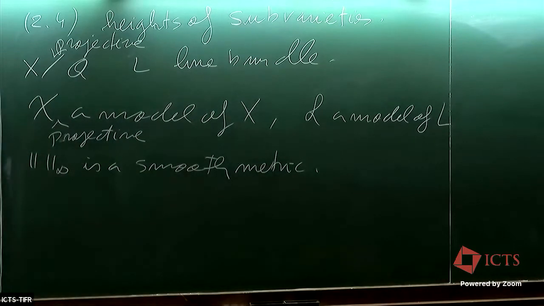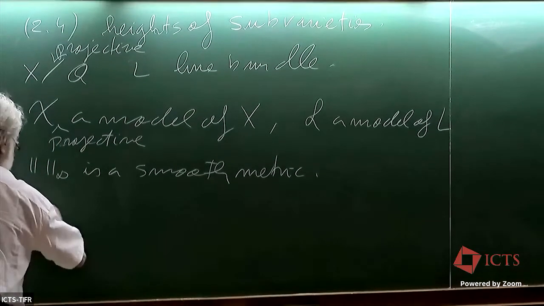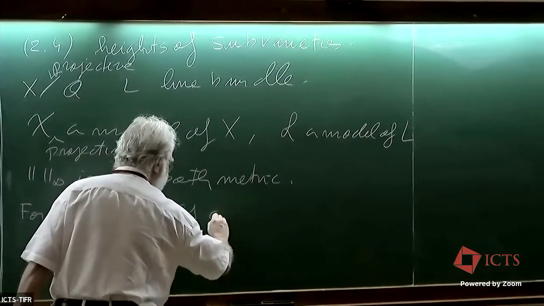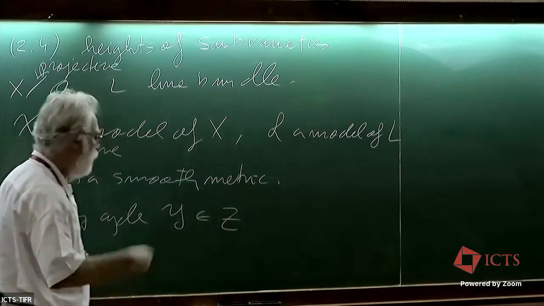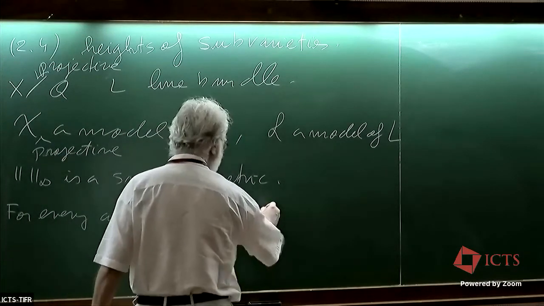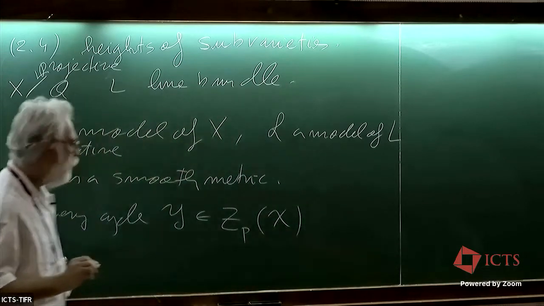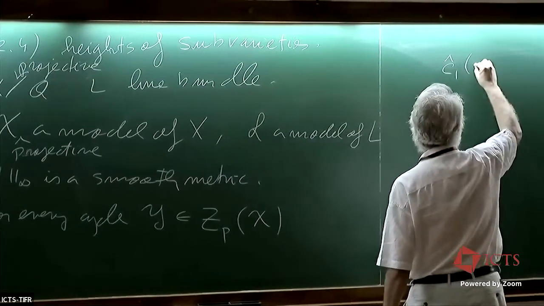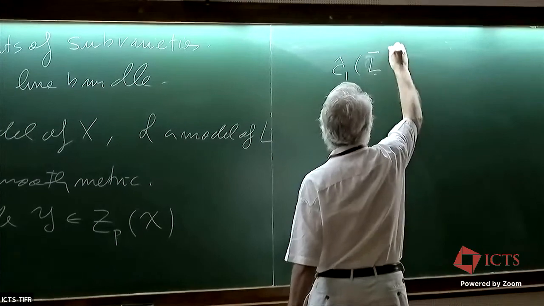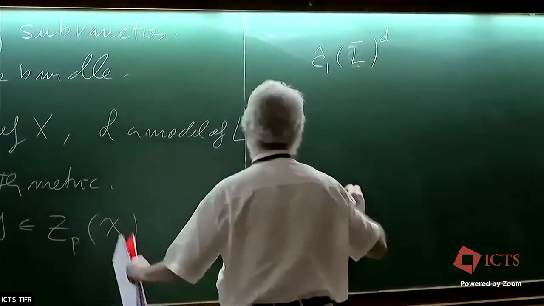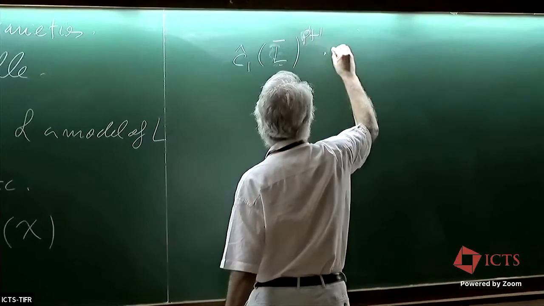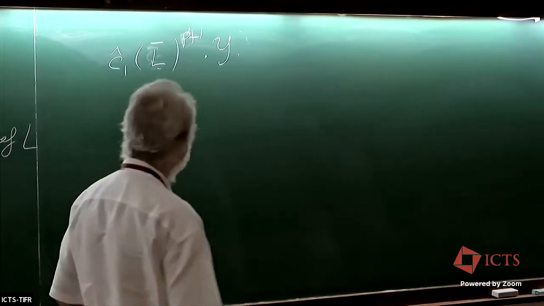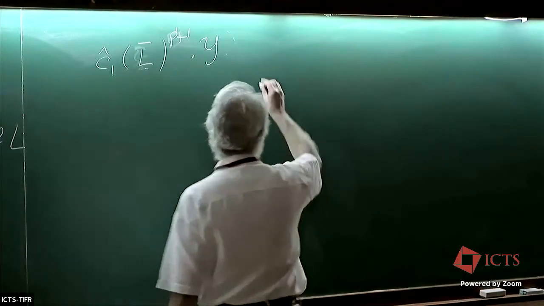And now we can define, for every cycle Y inside the cycles of dimension p on the model 𝒳, a product ĉ1(L bar)^(p+1) · Y. So we will define an intersection product like this inductively. So this intersection product is defined by the following properties.